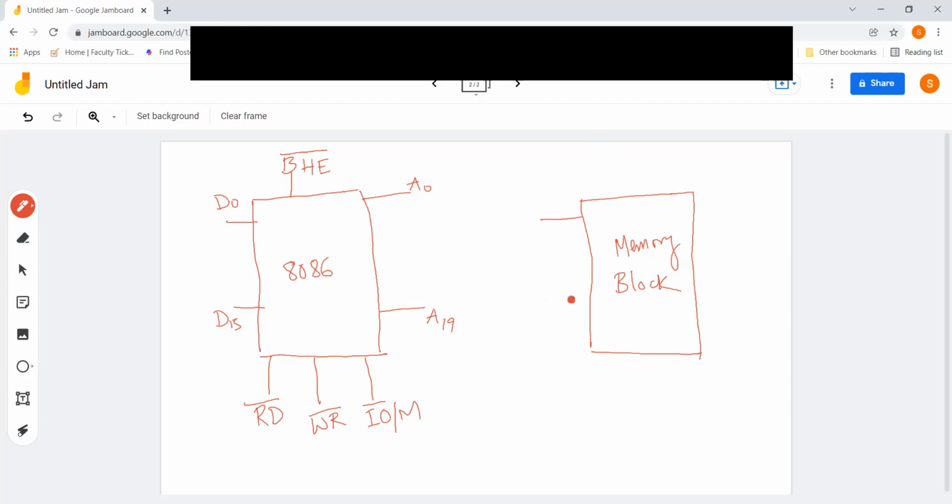First thing is there will be address lines, which we need to connect. I am writing here A0 to AN, because 8086 has 20 address lines, but the address lines for the memory block depend on the capacity of the memory. So I am not fixing the final address lines here, since that will depend on the capacity of the memory. I am just writing AN. So address lines will be there.